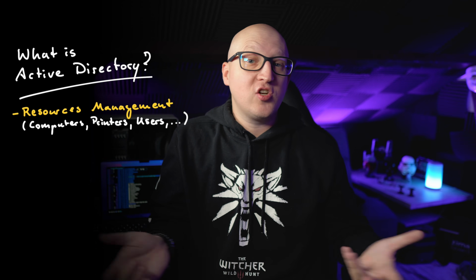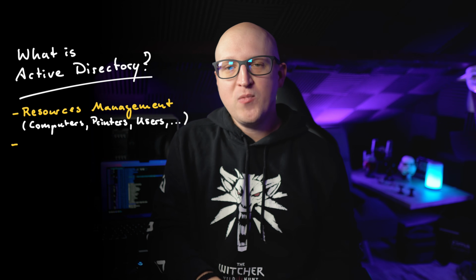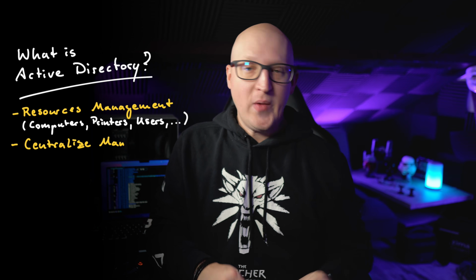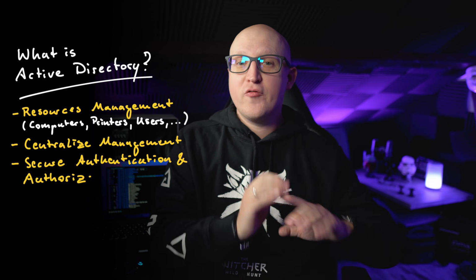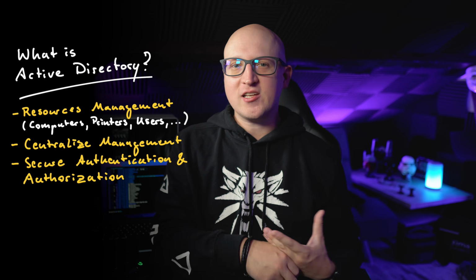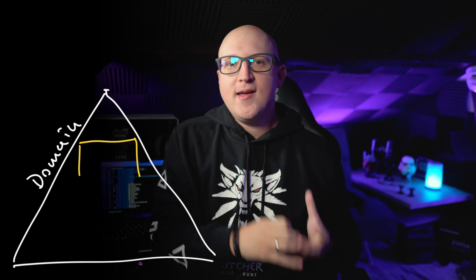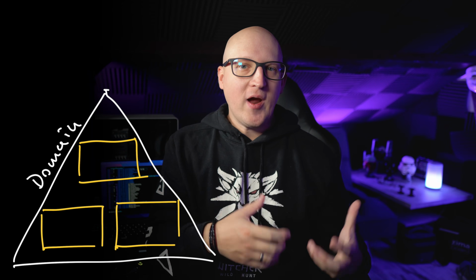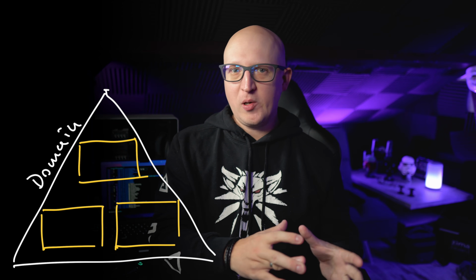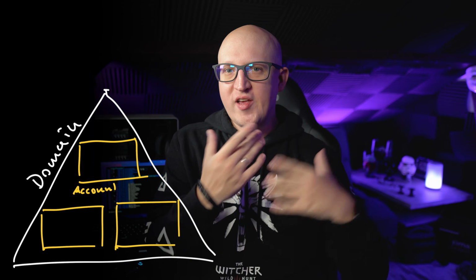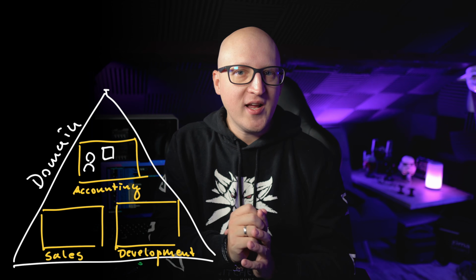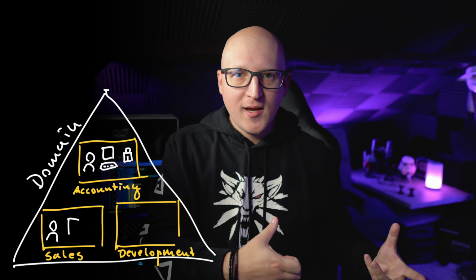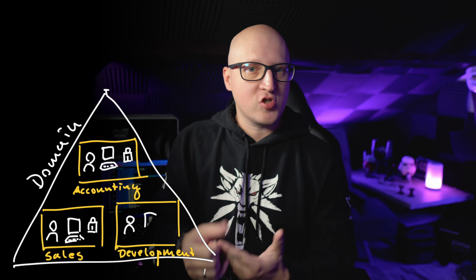All these are things that we typically have in an organizational network. And the goal is to centralize the management of all these resources and provide a secure authentication and authorization for everything. All the resources in an Active Directory are maintained in a hierarchy structure, also called a domain. And inside a domain, we can create several organizational units. For example, if we have a department like accounting or sales or software development, we can assign the resources to these organizational units to keep visibility in our domain and manage permissions the users should have.